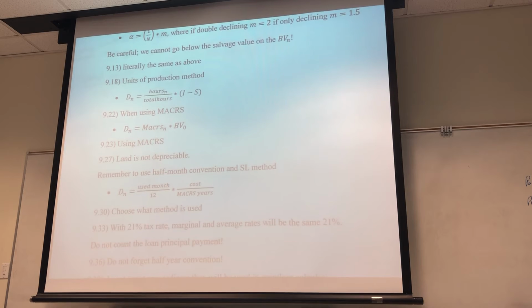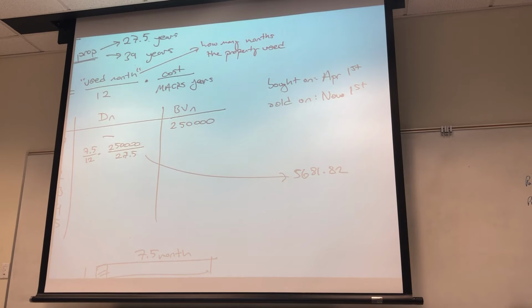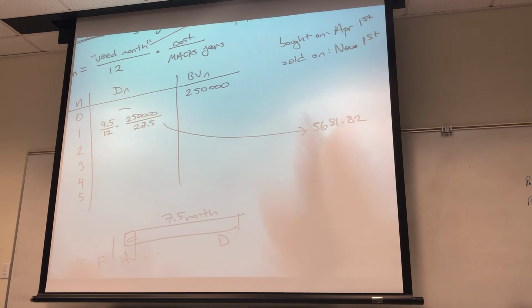So this is 12 divided by 12 times 250K divided by 27.5. This should be something, and these are all equal, right? Why is it 12? Yeah, we're using it for full. So it's 1 times 250,000 divided by 27.5. We get 9,091. Yes, something like that. So we sell it on November 1st.